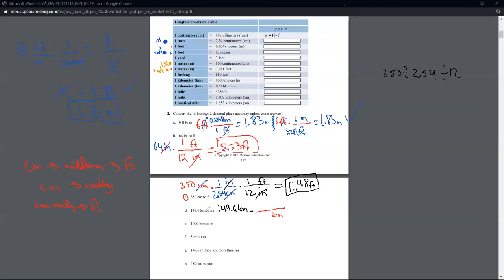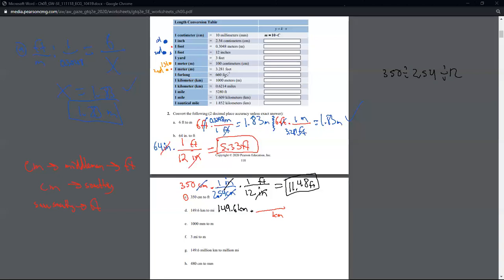Now let's see if we can convert directly from kilometers to miles. Is there a kilometer to mile conversion up here? Let's see, centimeters, inches, feet, yards, meters, furlongs. What the heck is a furlong, right? Well, there's the conversion. It's 660 feet. I'm not asking you to know that or memorize it. It's just numbers. That's all it is. All right, here we go.